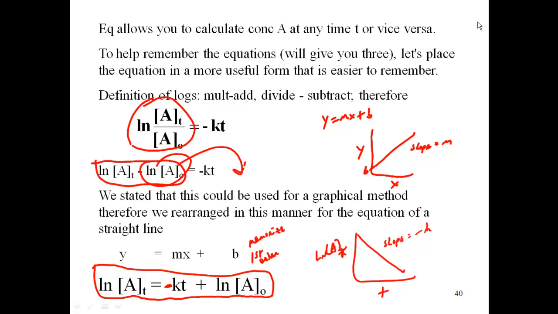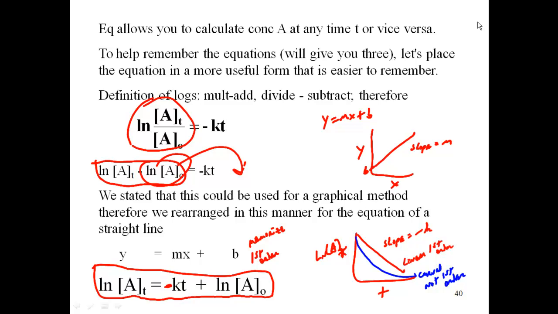The importance of this graph is that if we plot our data, natural log of A versus time, and we get a linear line, a straight line, then it is that order. If we plot our data of natural log of A versus time, and we get a curved line, it is not first order. If it is a linear line, it is first order. If we get a curved line, it is not a first order.